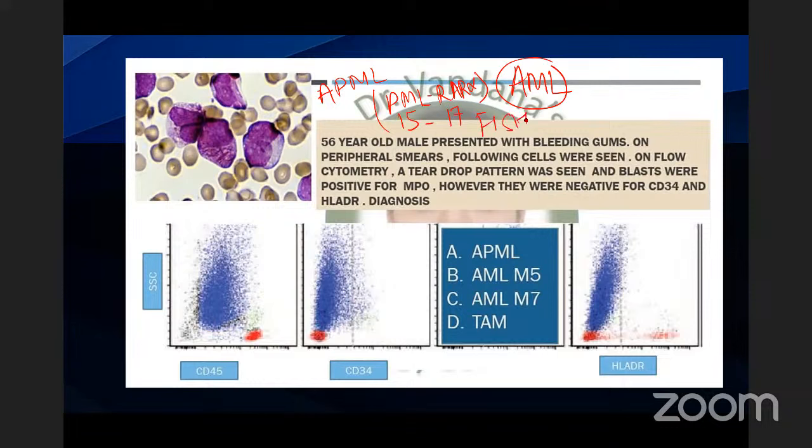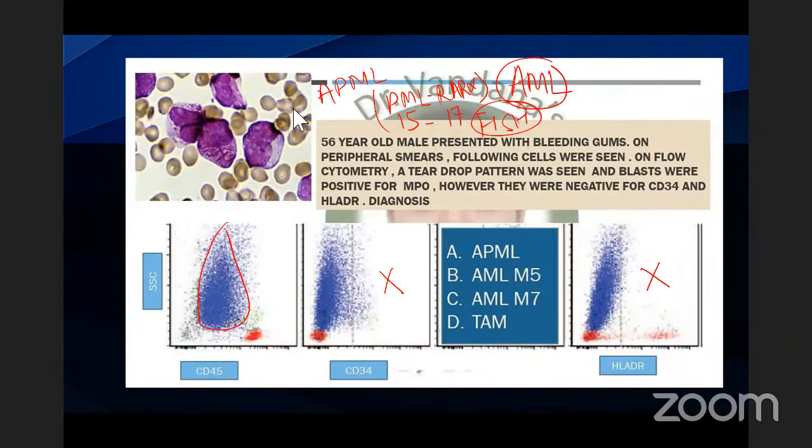Okay, why so? Because if you do flow cytometry in APML, you get a very typical pattern, which is a teardrop pattern. But because they are not blasts, they are promyelocytes, abnormal promyelocytes, they are CD34 negative and HLA-DR negative. So that is what you should remember. So which acute myeloid leukemia is CD34 and HLA-DR negative? It is APML, you have to remember. And if somebody asks you which acute leukemia gives you a teardrop pattern on flow cytometry, it is APML. That is what you have to remember. Okay. So remember, the diagnosis of choice for APML is always FISH. Okay. And you have to document the 15-17 translocation in this. Okay. I'm going to the next question, guys.